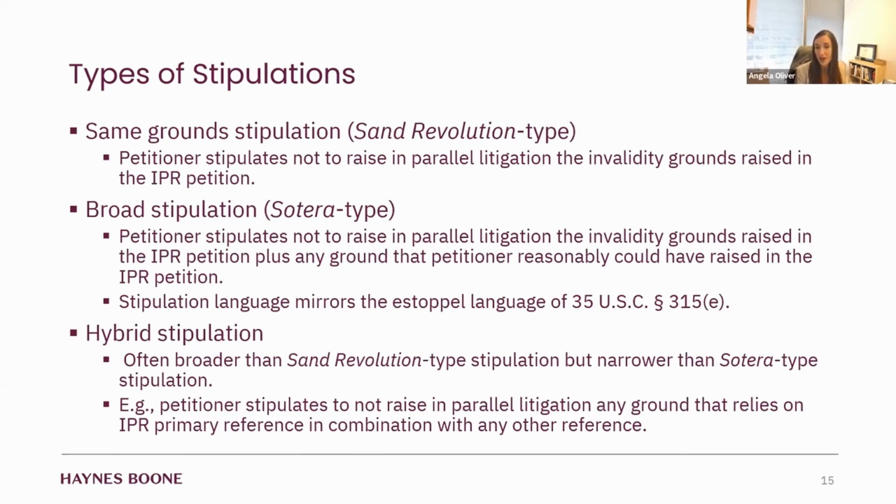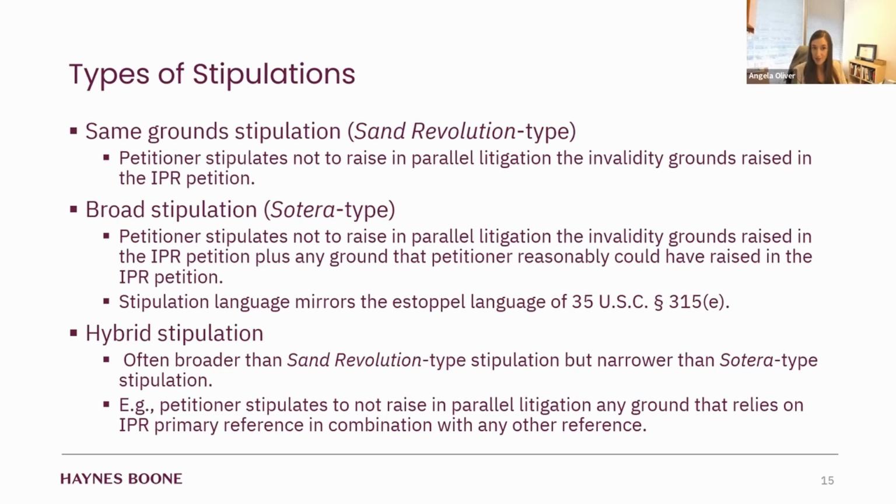But just as an overview, a second type is called a Sotera style stipulation. And this is a much broader stipulation where the petitioner is stipulating not to raise in the district court the invalidity grounds in the IPR petition plus any ground that the petitioner could have raised in the IPR petition. So this is much broader, and it looks basically like the estoppel language in Section 315(e).